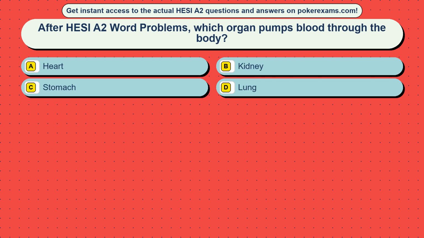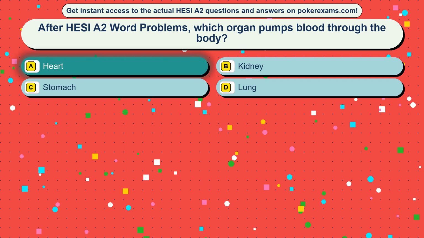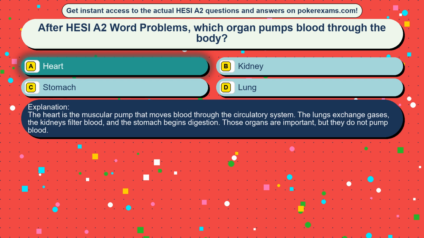Question 46. After HESI A2 Word Problems, which organ pumps blood through the body? Option A, heart. Option B, kidney. Option C, stomach. Option D, lung. The correct answer is option A, heart. The heart is the muscular pump that moves blood through the circulatory system. The lungs exchange gases, the kidneys filter blood, and the stomach begins digestion. Those organs are important, but they do not pump blood.